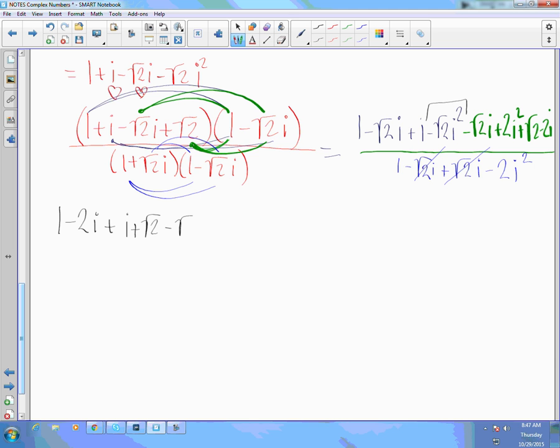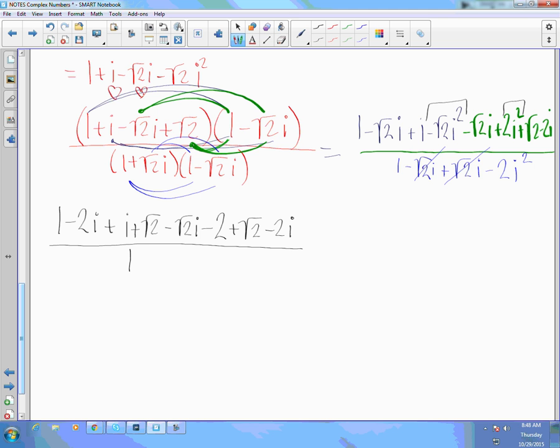Minus root 2i. We have another one: 2 times i squared. i squared is what number? Negative 1. So 2 times negative 1 is negative 2, plus root 2, minus 2i. Whew. Really, that's the hard part. The denominator is so much nicer now.